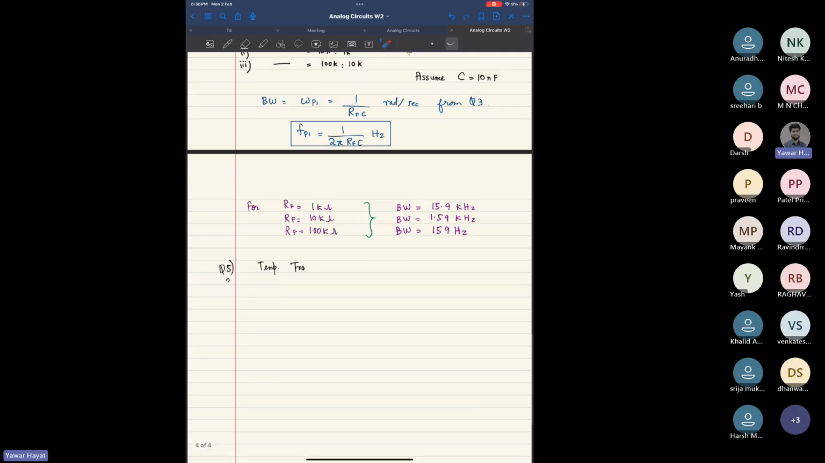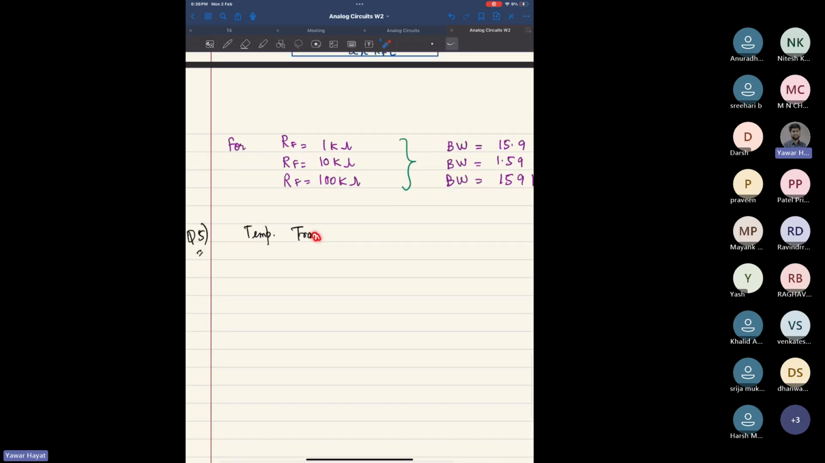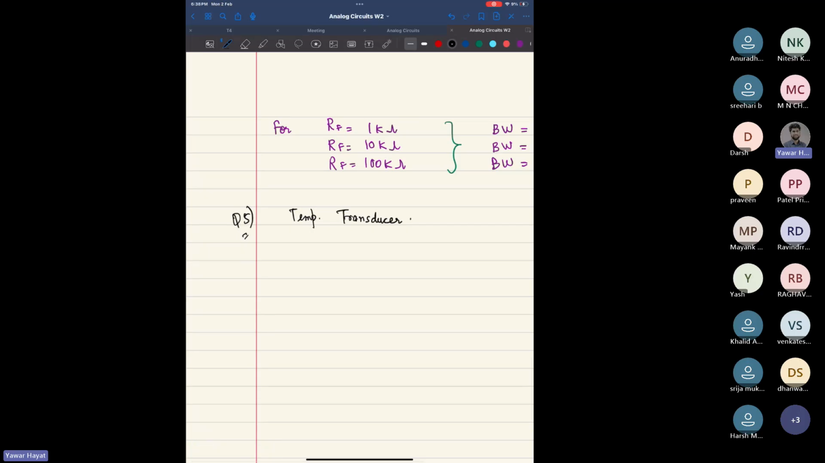Okay, I shall proceed now. Now, temperature transducer. Suppose that we have following specifications. Your sensitivity is 10 millivolts per degree Celsius. Voltage at 0 degree Celsius would be, say, 0 volt. Okay, output impedance.